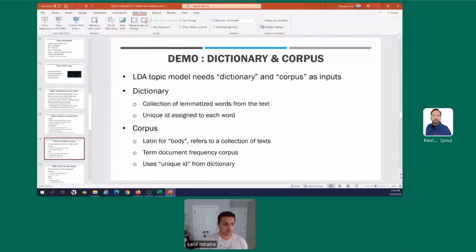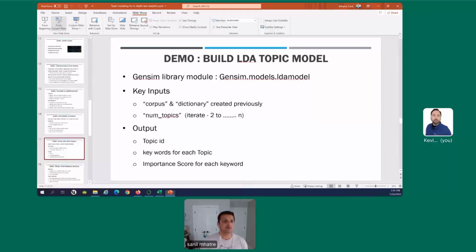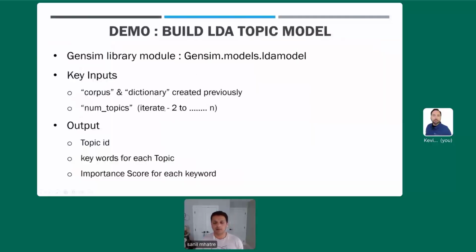So let me switch back to the slide deck real quick, and we'll briefly talk about the theory of building the LDA topic model. I'm using the Gensim library module called LdaModel. It takes two inputs in terms of data, the corpus and the dictionary. And we created these two inputs in the previous step. It also takes a parameter as an input called number of topics.